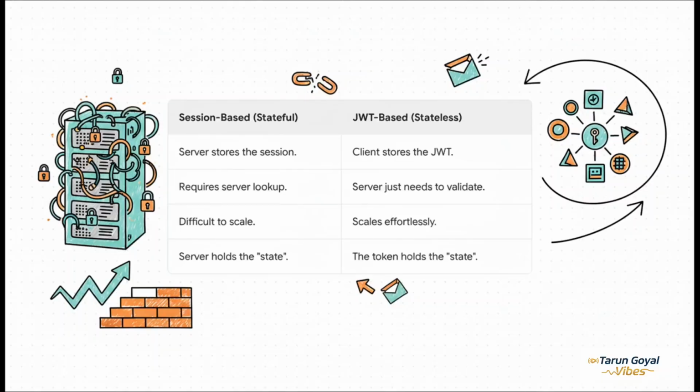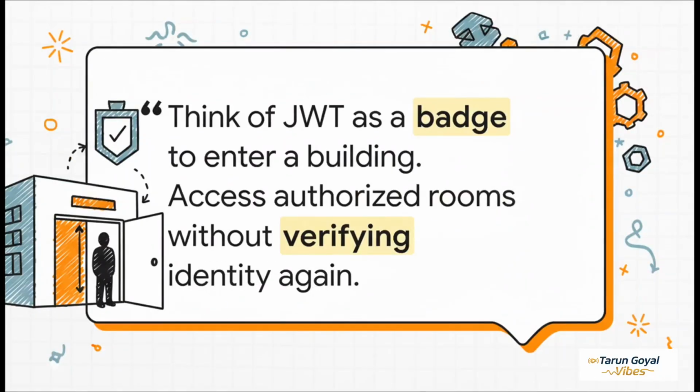All of a sudden, the server doesn't have to remember anything at all. It can be truly stateless. And this is a brilliant way to think about it. Logging in is like showing your ID at the front desk of a secure office building. They check you out, and they give you a temporary access badge. That badge is your JWT. From that point on, you don't have to keep pulling out your ID. You just tap your badge to get into the rooms you're allowed in.